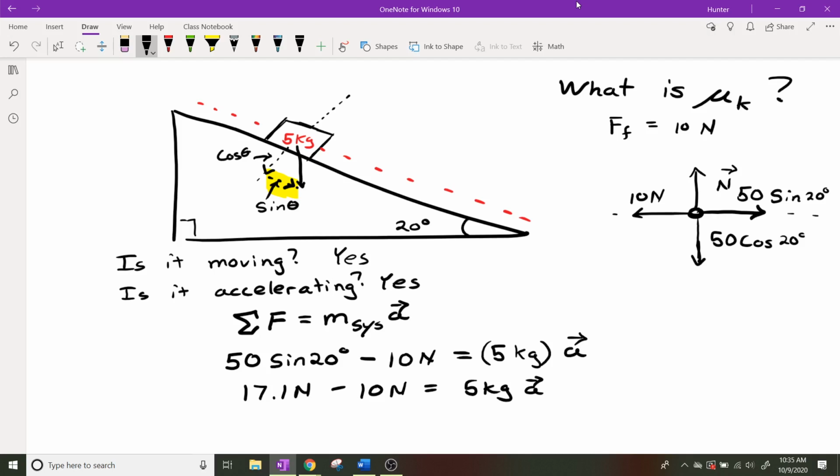Yes, we are going to subtract them. We're going to divide both sides by 5. So that is 7.1 divided by 5 equals the acceleration. So 1.42 meters per second squared. Okay, meters per second squared. All right, was that what I asked for?